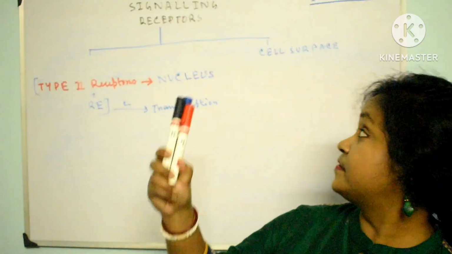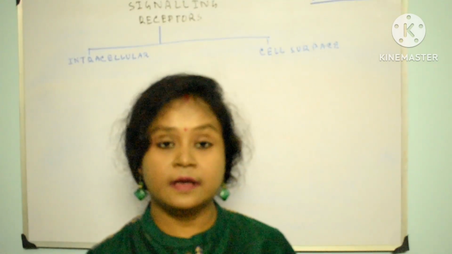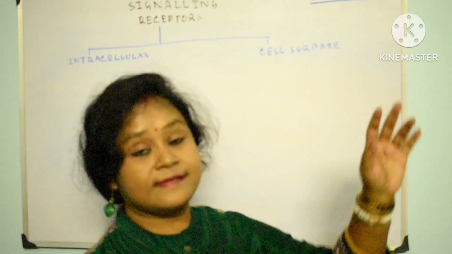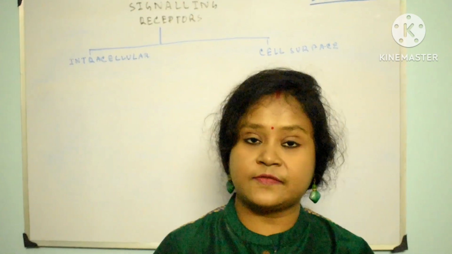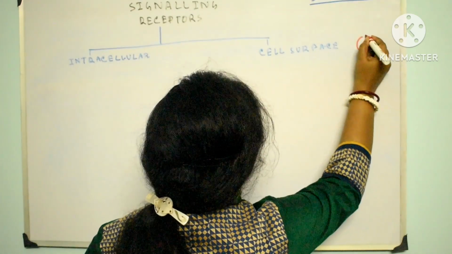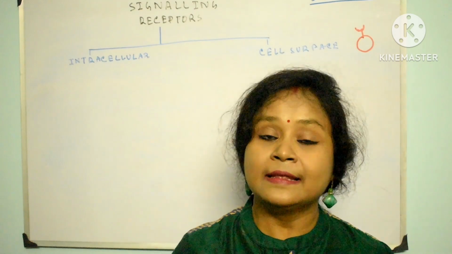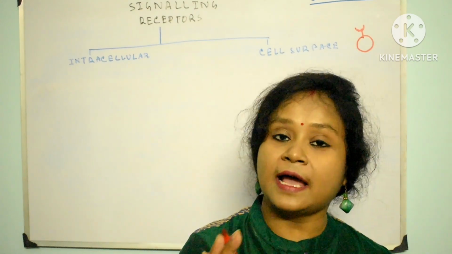Now come to the next point, cell surface receptor. Now let's discuss another type of receptor, the cell surface receptor. This receptor is present on the outer side of the cell, on the plasma membrane. There are mainly three types of cell surface receptor.